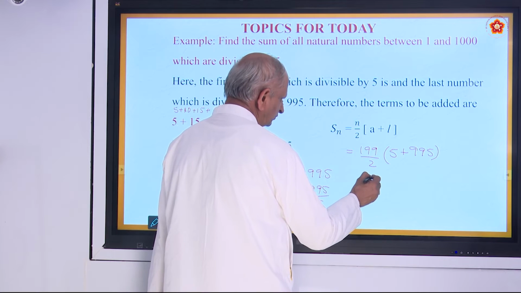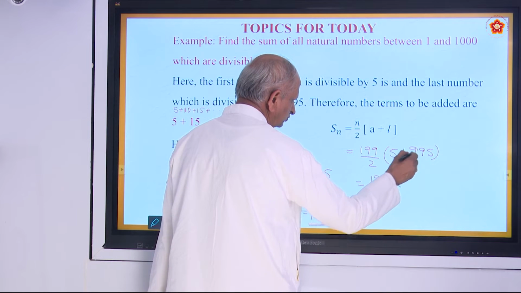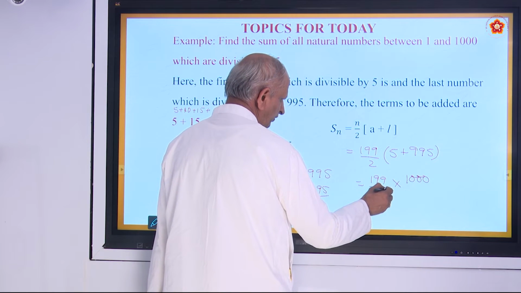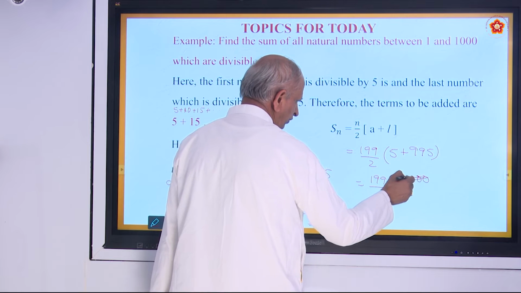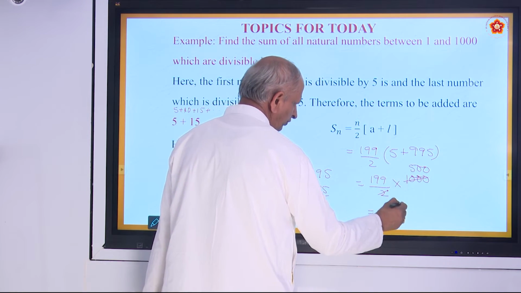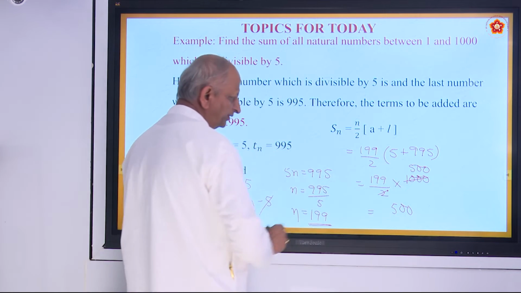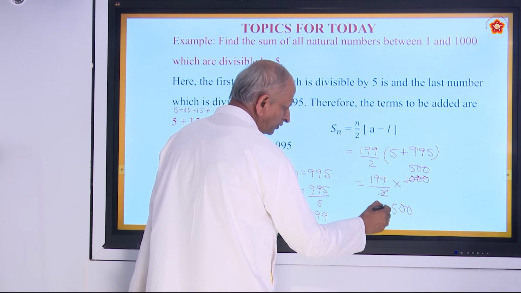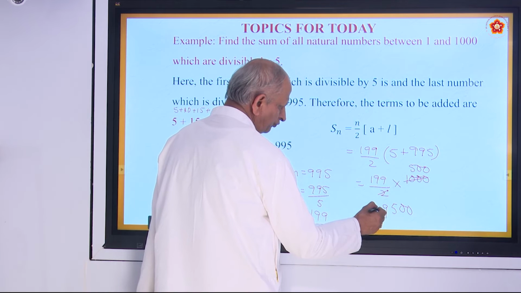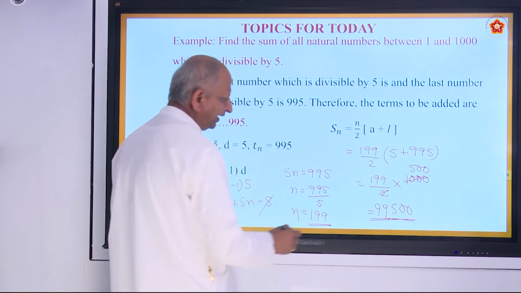So you have 199 by 2 into 1000. 2 ones are 2, 500s are. So 5 nines are 45, 5 nines are 45 plus 4, 49, 5 ones are 5, so 99,500, that is the answer.